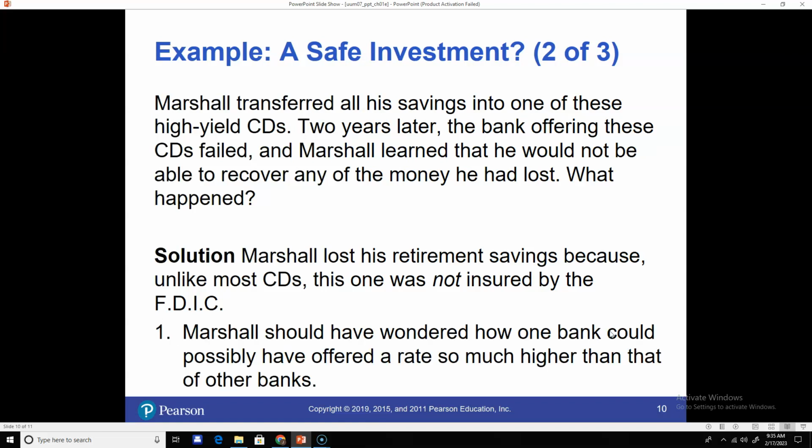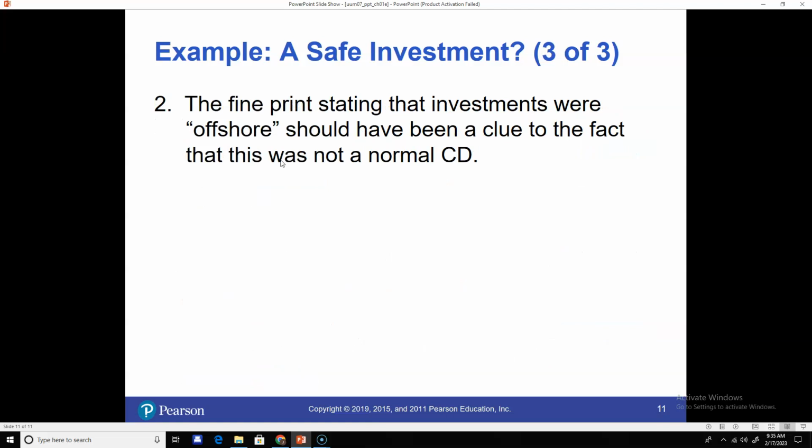Marshall should have wondered how one bank could possibly have offered a rate so much higher than that of other banks. Sure. Let the buyer beware, as they say in Latin: caveat emptor. The fine print stating CDs were offshore could have been a clue for the fact that this was not a normal CD.